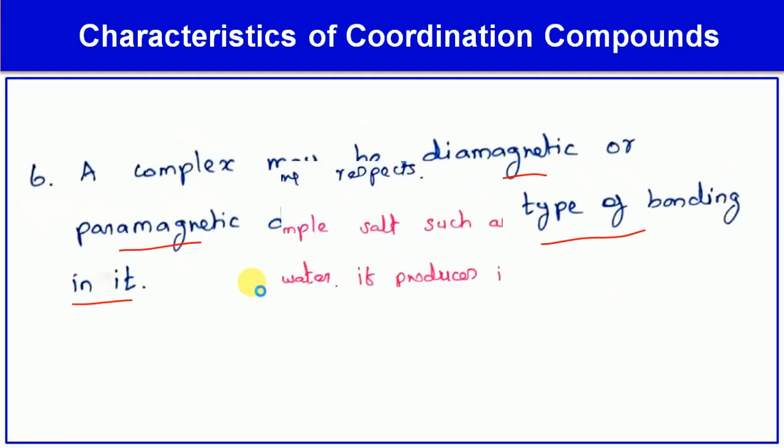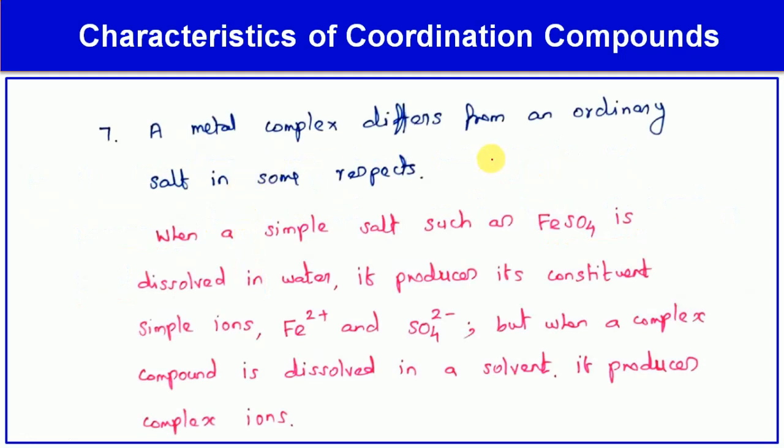And next, the seventh point. A metal complex differs from an ordinary salt in some respects. When a simple salt such as ferrous sulfate, FeSO4, is dissolved in water, it produces its constituent simple ions, Fe2+ and SO4 2-. But when a complex compound is dissolved in a solvent, it produces complex ions. So we can remember this point.